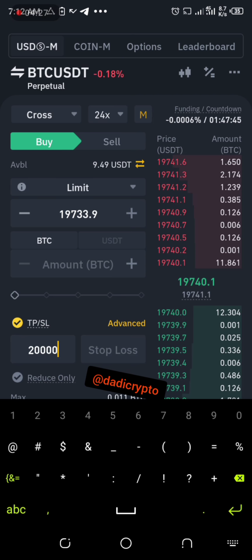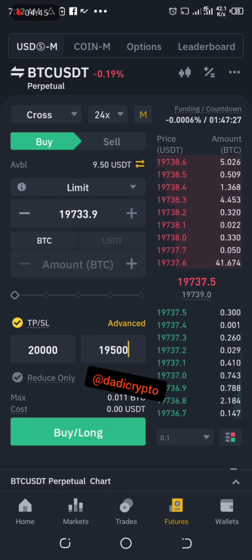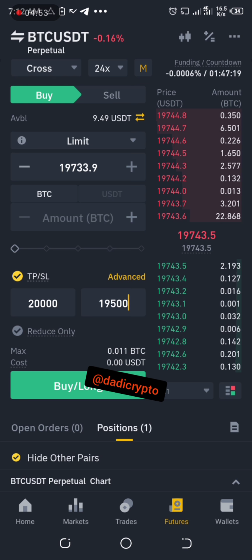Now the price might go against you. You can put your stop loss. If it goes against you, that means you put a lower price there, let's say 19,500. That means if it goes down to 19,500, you will be losing money. If it goes to 20,000, you will make money. So you press on buy.